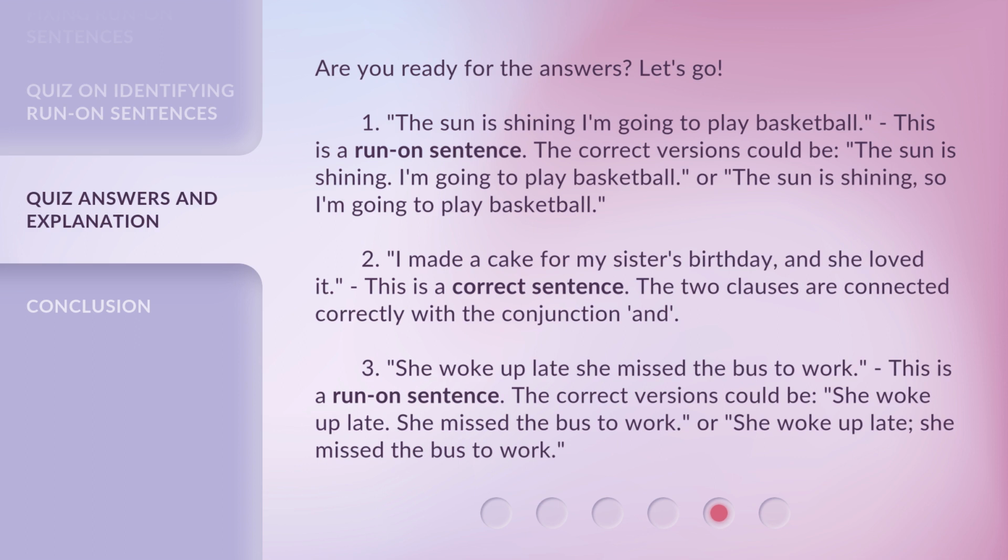2. I made a cake for my sister's birthday, and she loved it. This is a correct sentence. The two clauses are connected correctly with the conjunction, and. 3. She woke up late, she missed the bus to work. This is a run-on sentence. The correct versions could be, she woke up late. She missed the bus to work. Or, she woke up late, so she missed the bus to work.